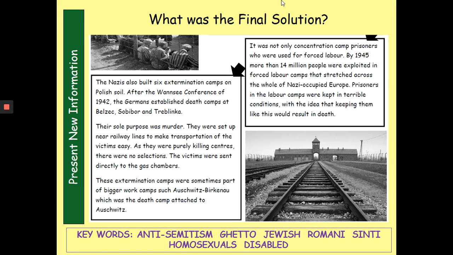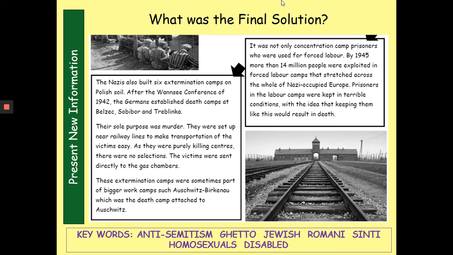Okay, it was not only concentration camp prisoners who were used for forced labor. By 1945, more than 14 million people were exploited in forced labor camps that stretched across the whole of Nazi-occupied Europe. Prisoners in the labor camps were kept in terrible conditions with the idea that keeping them like this would result in death. So not only were they worked to death, they were just kept there until they died, and there were some camps where they went there in order for them to be killed.